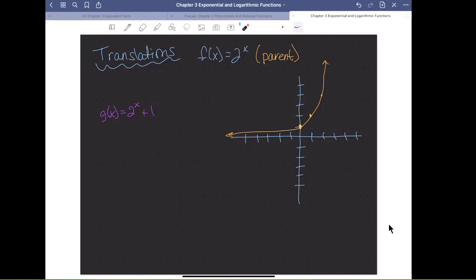So this isn't with the x. This one is going to move our function up or down. I'm going to take my whole graph that I just had, and because it's plus 1, I'm going to move it up 1. So instead of crossing the y-axis at 1, I'm now crossing it at 2. And on my orange graph, remember my x-axis became my asymptote? Well, I'm moving everything up 1, so my new asymptote is going to be that 1. So we're going to get a graph that looks something along the lines of this.